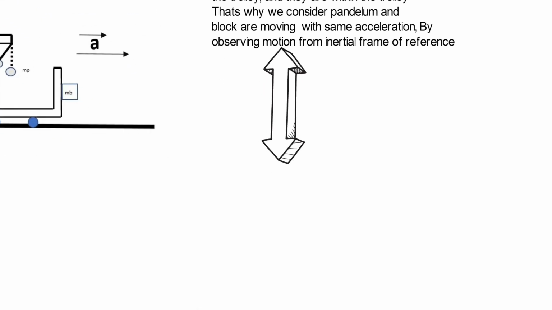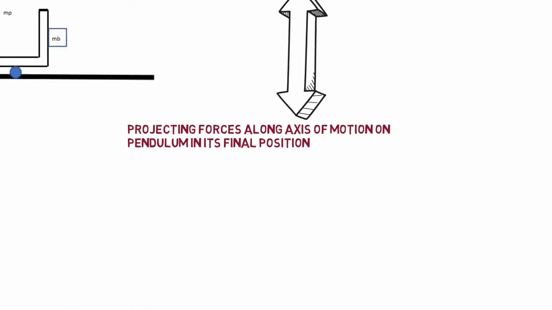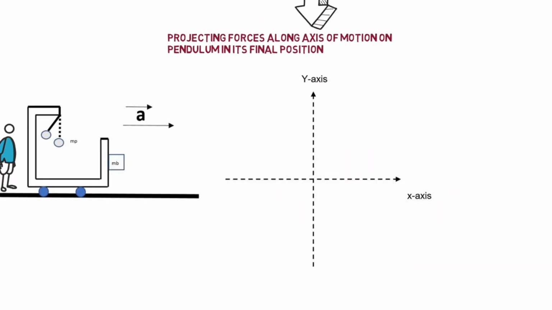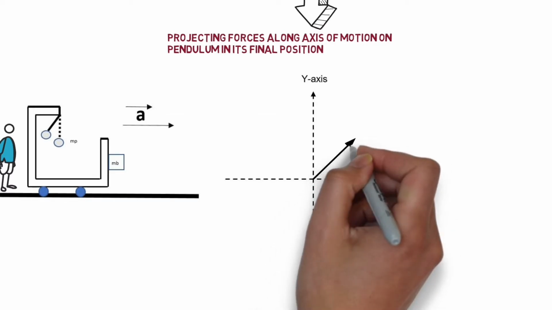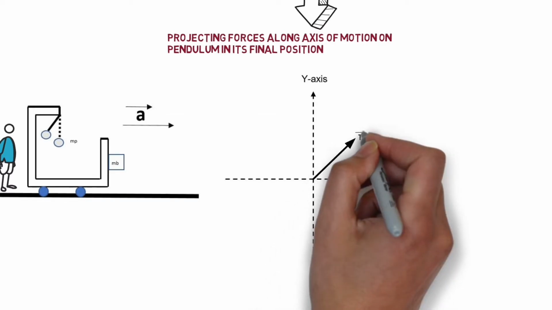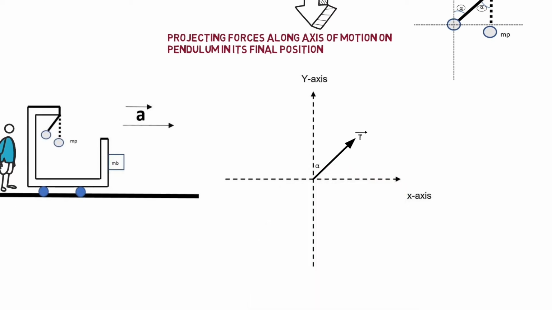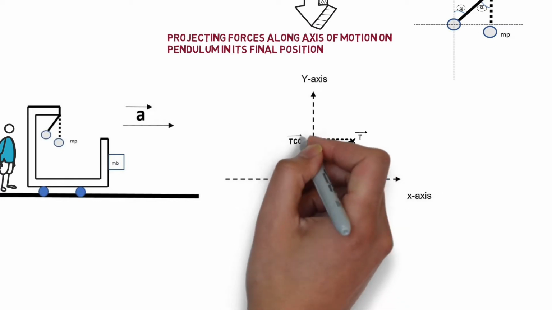Since he is asking about the inclination of the pendulum, the first step we should do is to apply Newton's second law of motion on the pendulum. First, we project the forces along the axes of motion. There is tension T, which makes with the y-axis an angle alpha, the same as the angle between the pendulum at its final position and the original vertical position. Tension T can be projected along the x-axis, so we have Tx equal to T sine alpha, and along the y-axis, so we have Ty equal to T cosine alpha.